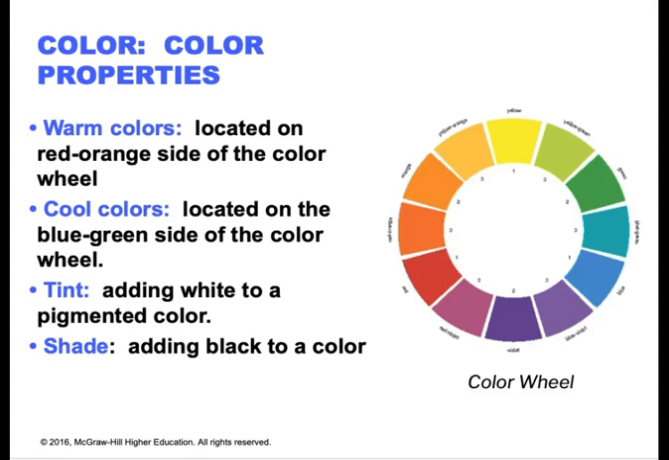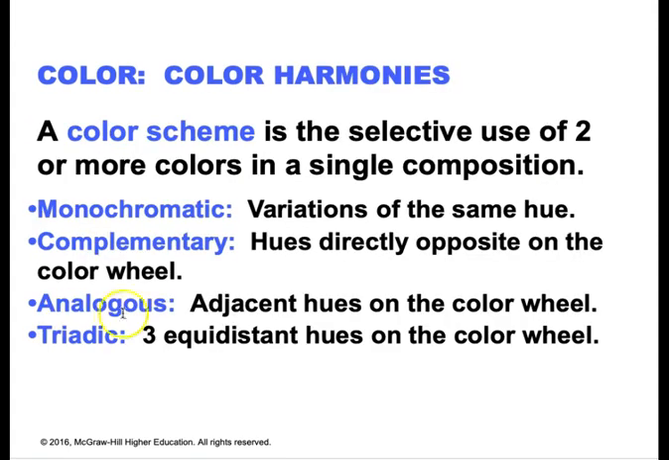So that's complementary. I'm going to click back to the other slide now to show our third color scheme, which is analogous. Analogous would be adjacent hues on the color wheel. Make sure you're getting all these definitions down. Monochromatic is the same color, variations of that. Complementary is using only opposites on the color wheel. And analogous is using colors that are side by side or adjacent.